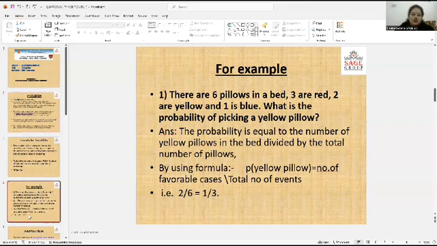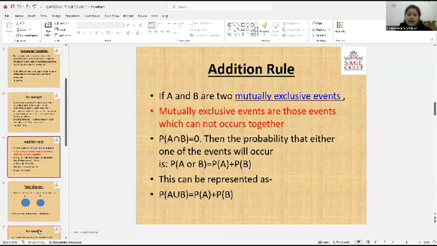Okay. Now we will go forward to the topic addition rule. Addition rule: if A and B are 2 mutually exclusive events. What are mutually exclusive events? Exclusive events are those events which cannot occur together. दो events एक साथ occur नहीं हो सकते हैं, उनको हम mutually exclusive events कहते हैं, which is denoted by probability of A intersection B. This sign is intersection, A intersection B, which equals 0 because the events do not occur together, that's why they are not intersecting each other, right?